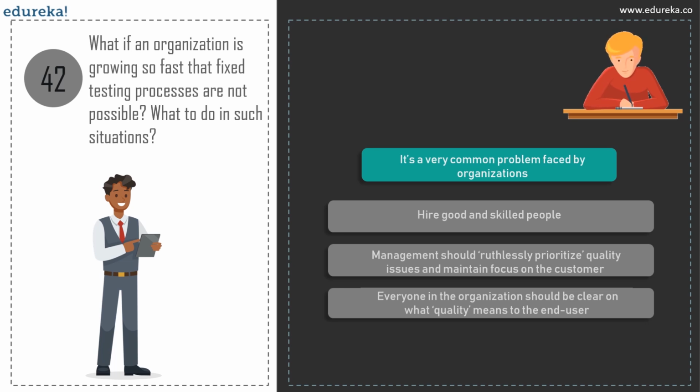You can go ahead and hire very skilled and good people to deal with the situation. Or management should ruthlessly prioritize quality issues and their main focus should be put on the customer. And everyone in the organization should be clear on what quality actually means to them. So these are certain solutions that they can adopt in a situation where they think that fixed testing procedures can no longer be applied.